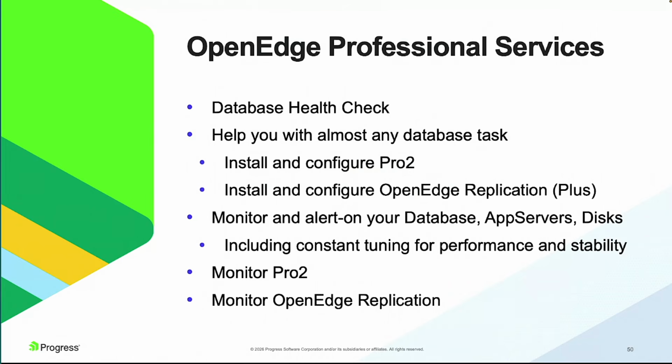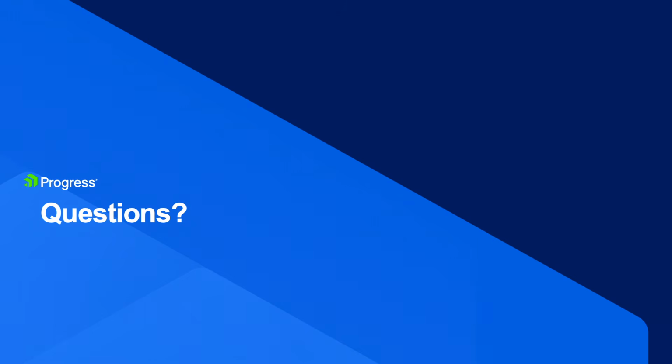Lastly, we can monitor Pro2 and OpenEdge replication. That makes sure that the database is flowing well to those, so you're getting near real-time data that you can use for your reporting if you decide to move your data off of your production database to get that type of performance. There we go. That's the end of my slides.